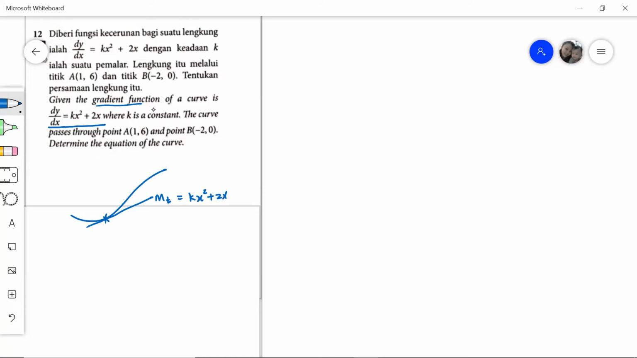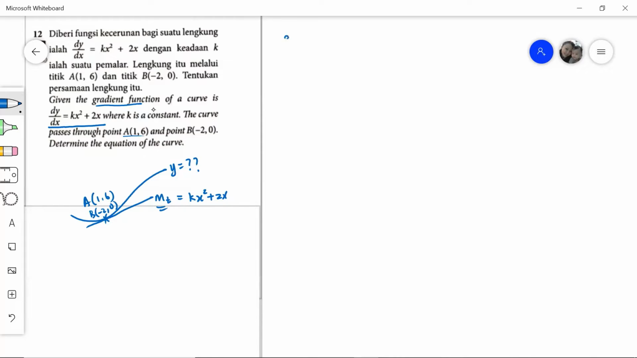The curve passes through point A and point B. Which point should we put here? Well, it can be both points because we're going to substitute them. This sketching is not accurate, it just gives us the idea of how they are related, that's all. We need to find the equation of the curve, so we need to use these two points.